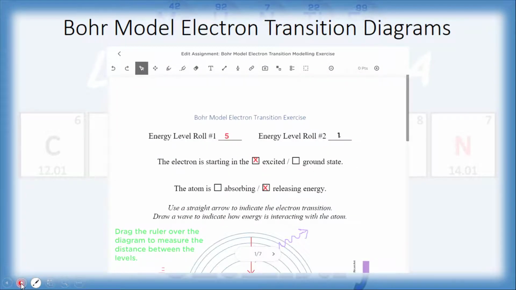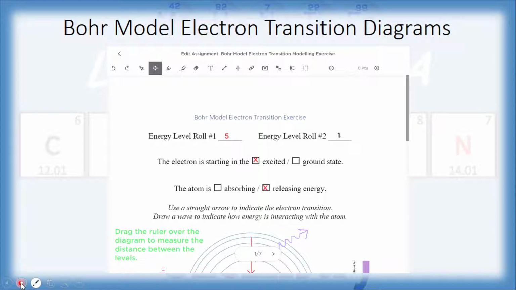All right, and so if we take a look at the Bohr model electron transition exercise, you can see that at the top here it says energy level roll, number 1, number 2. This was just a spot for us to randomly select the energy levels that our electrons would be starting at. We used to do it with dice, but I've pre-populated them in here for you. So in this first example, we're starting with an electron at level 5 going to level 1.